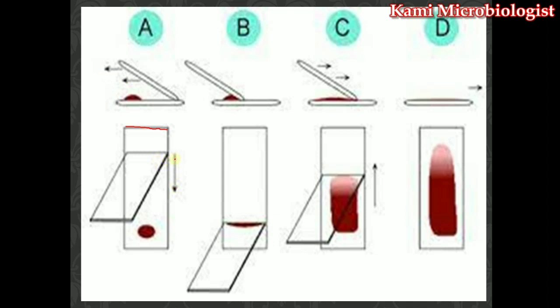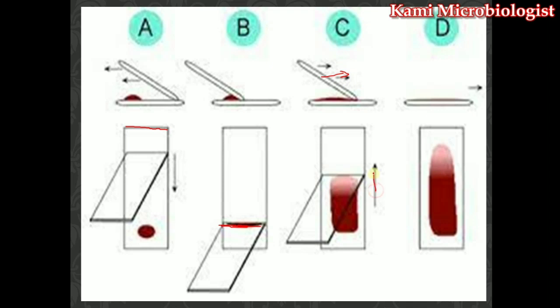Once we move it in the backward direction, what will happen in the next diagram, as you can see, is that it reaches the blood drop. Once it touches the blood drop, the blood drop spreads. After that, in the third diagram, we have to push the slide, or move the slide in the forward direction.